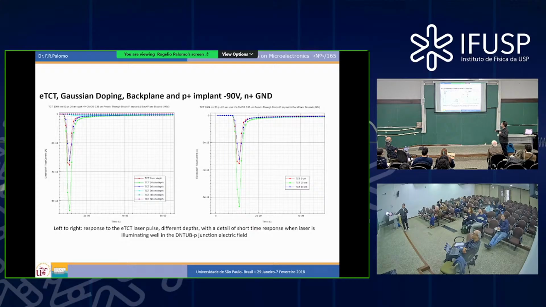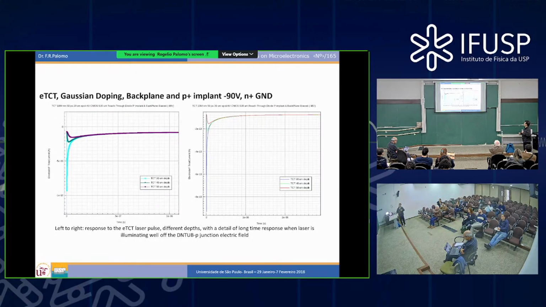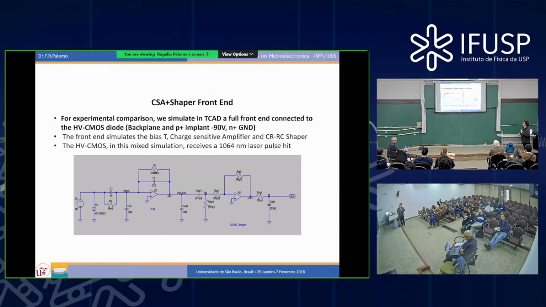Gaussian profiles, and in this case, I was simulating the response to the laser pulse, because in those years we had access to a laser in the lab of Michael Moll, and we were testing precisely with the laser before going to the real particle. So it was good, using transient current technique, backplane, different details.